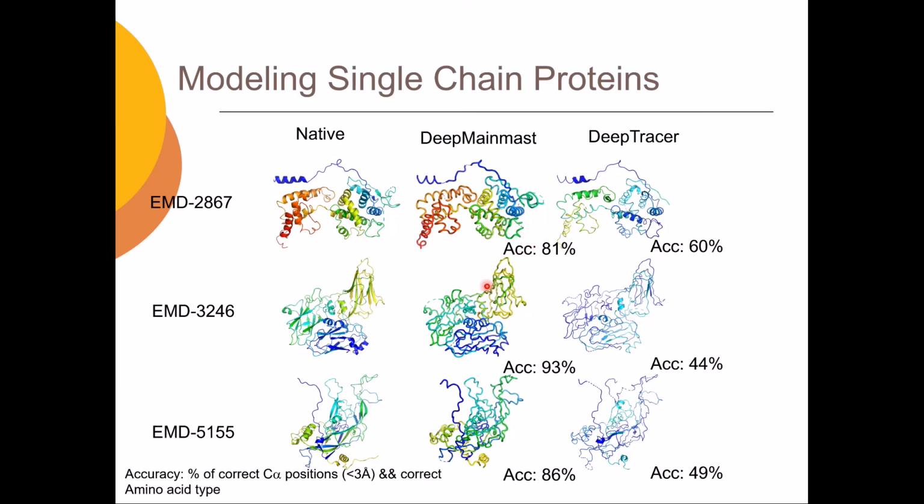We compared it with DeepTracer, which is one of the state-of-the-art methods that also uses deep learning. This accuracy is showing the C alpha position accuracy and also the amino acid type accuracy. In Deep MainMast, we use the deep learning assistance and also some new alignment methods we developed, and that increased the residue type assignments.